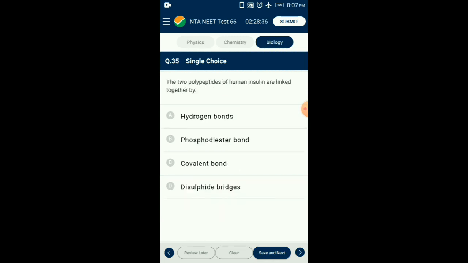Question number 35. The two polypeptides of human insulin are linked together by. The human insulin has two polypeptide chains, A and B, linked together by disulfide bridges. So the answer is option D, disulfide bridges.